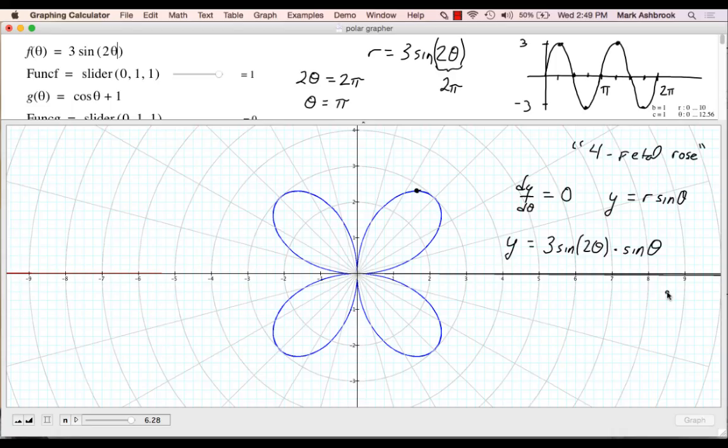And now we want dy d theta to be 0. So what do we have? We have to take the derivative with respect to theta, and how are we going to do that for this one? Product rule, right? It's going to be derivative of the first times the second plus the first times the derivative of the second. So 3 times cosine 2 theta times 2 sine theta plus 3 sine 2 theta times sine theta. Right, that was the derivative there. I was just checking, you guys.